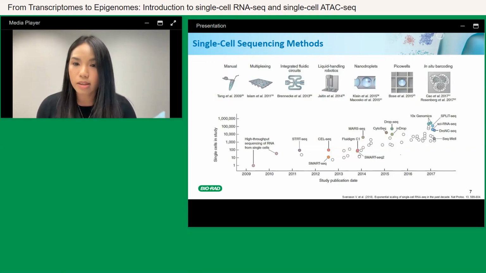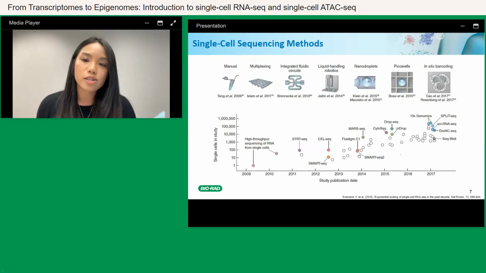the plate-based methods, where it utilizes flow cytometry to sort individual cells into each well of a multi-well plate. This method includes a lot of manual work, and so it tends to be pretty costly. And in terms of throughput, it can only accommodate up to a few hundred cells.